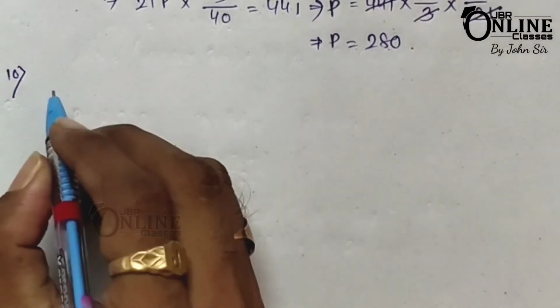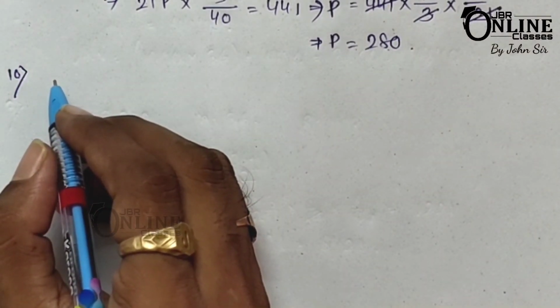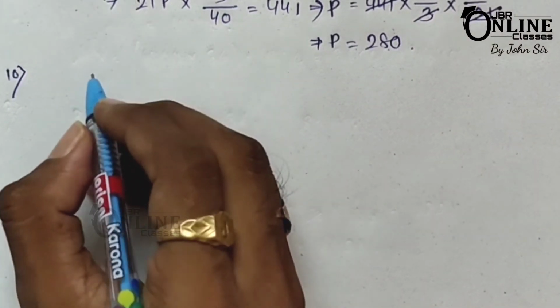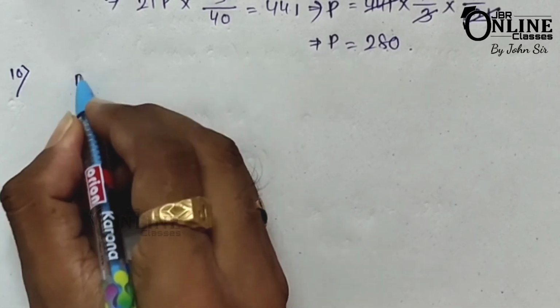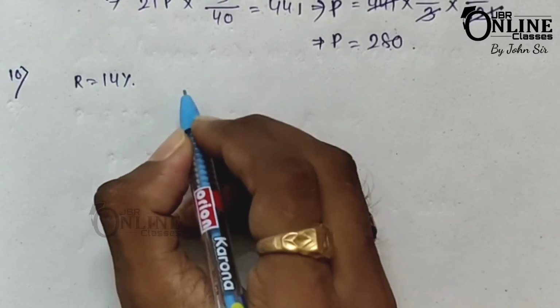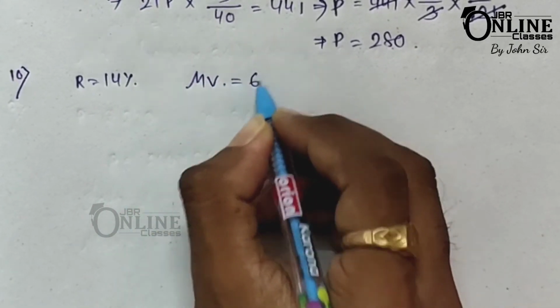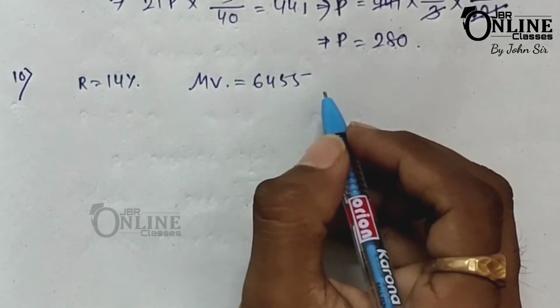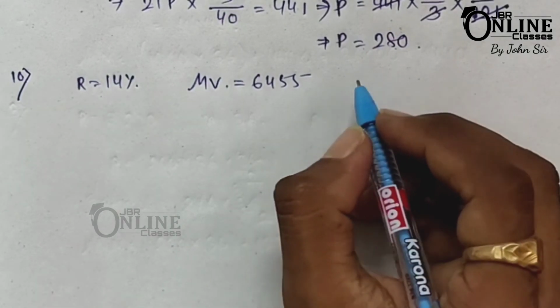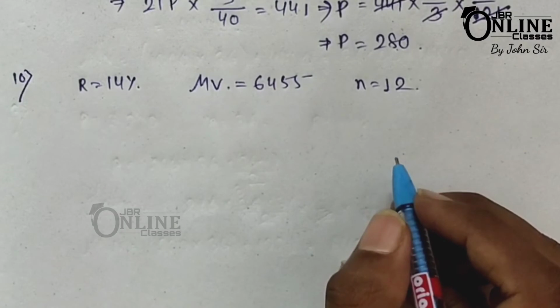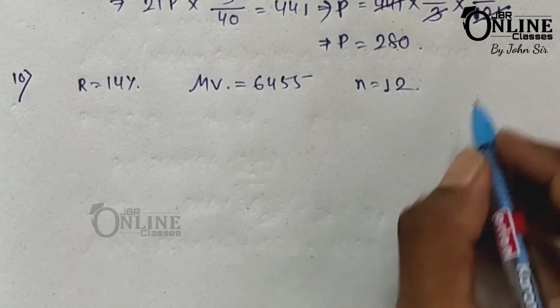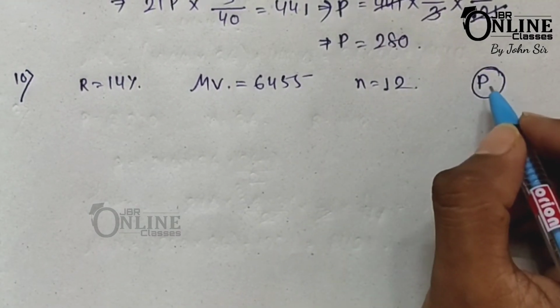Next, sum number 10. In sum number 10, Mr. R.K. Nair gets rupees 6455 at the end of 1 year at the rate of, so here r equal to 14%, here MV equal to 6455 and here time equal to 1 year, that means n equal to 12 months. Find the monthly installment. Suppose the monthly installment is p.